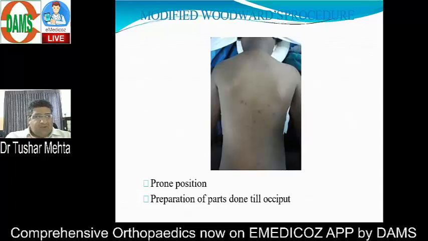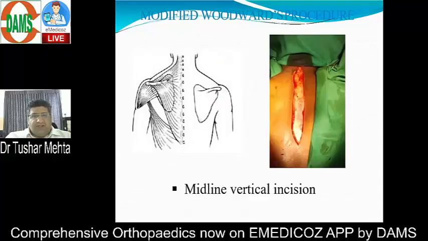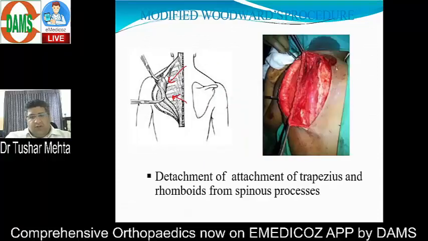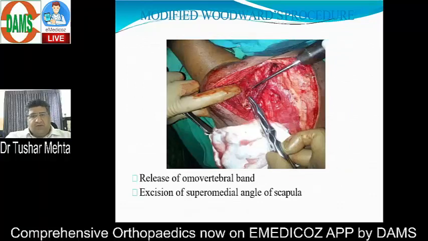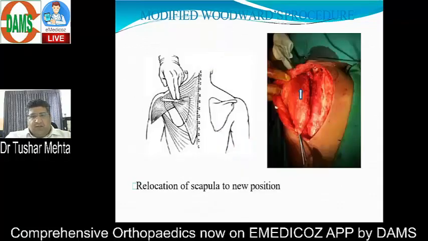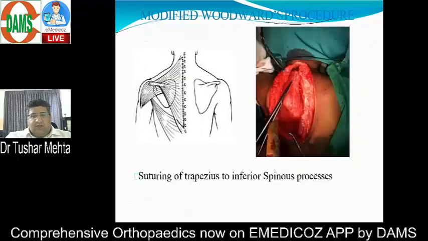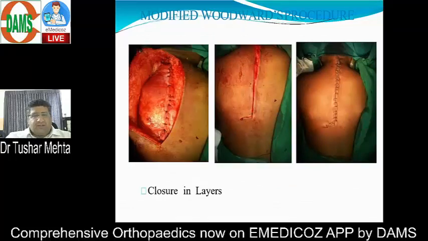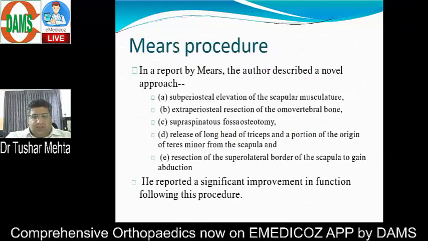So: prone posture, part preparation, midline vertical incision, detachment of rhomboideus and trapezius, then clear the omovertebral band, excise the supromedial angle of the scapula, then relocate the scapula, then suture the trapezius to the inferior spinous process, and please close the wound in layers.